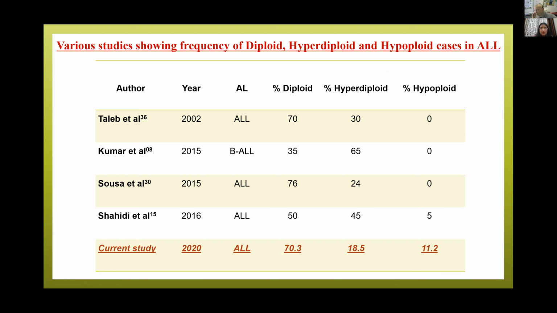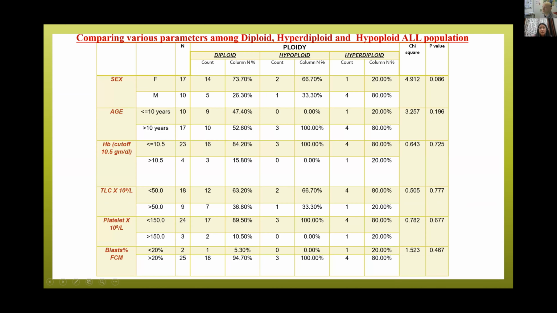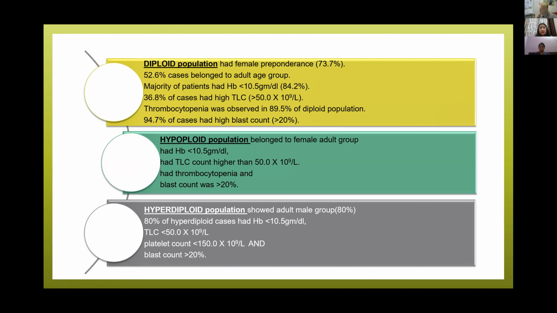Then again, I compared various parameters among this diploid, hyperdiploid, and hypoploid ALL population. The parameters being sex, age, hemoglobin, total leukocyte count, platelet, and blast percentage. And this is what I deduced here, that the diploid population had female preponderance, that is 74% cases were female, and 52% cases belonged to adult age group.